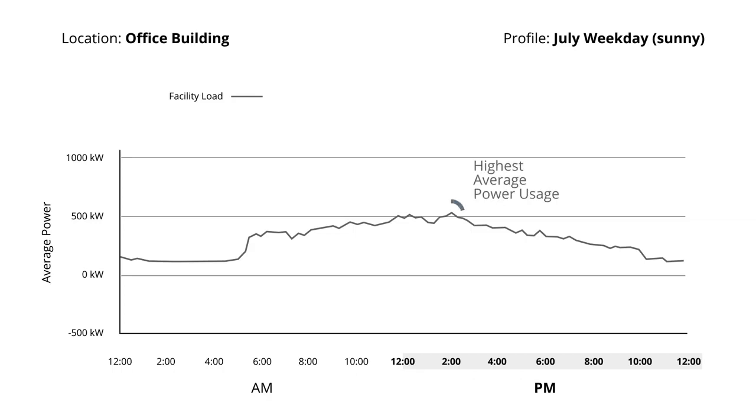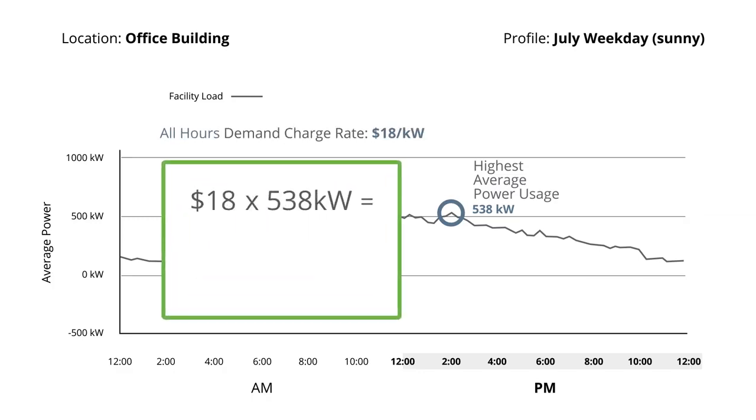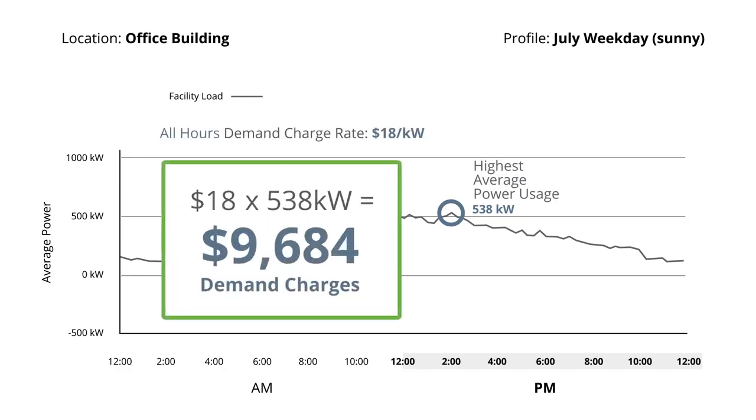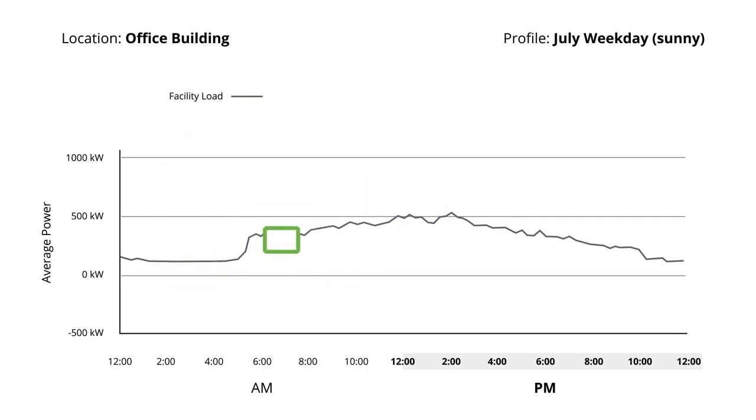Therefore, the facility's highest average power usage for the month will be the maximum load illustrated here on this typical day, which occurs right around 2 p.m. and is 538 kilowatts. Let's say the all-hours demand charge rate is $18 per kilowatt, which calculates to $9,684 per billing period and would show up on this month's utility bill.